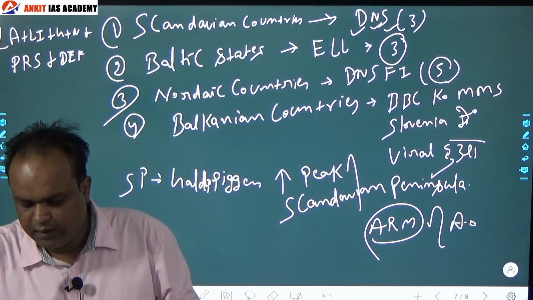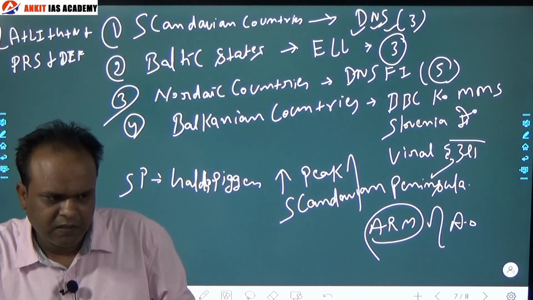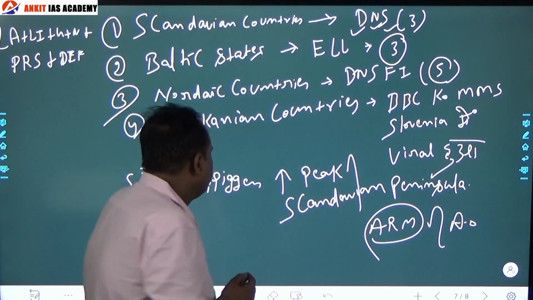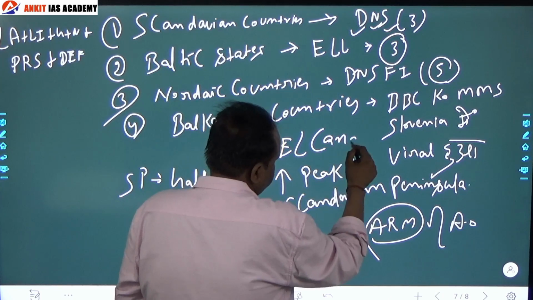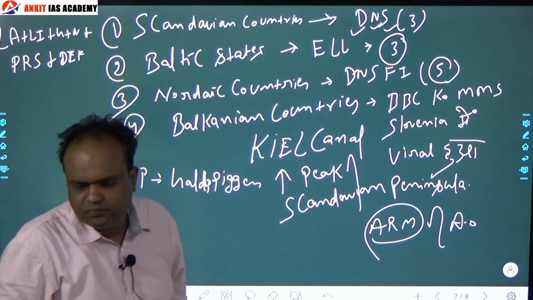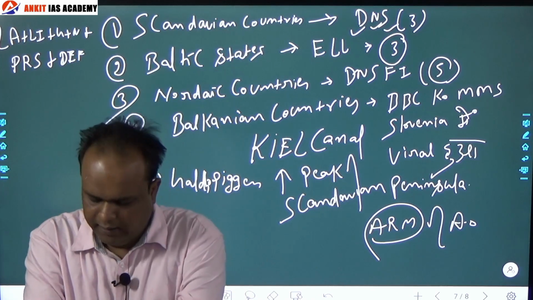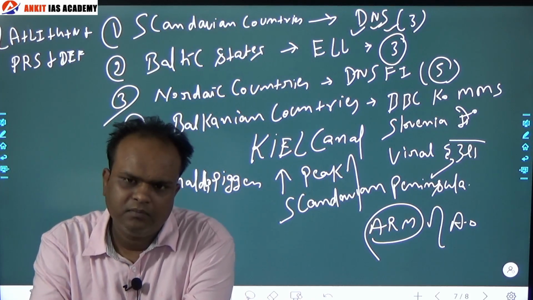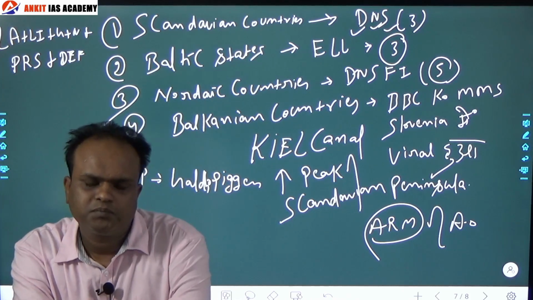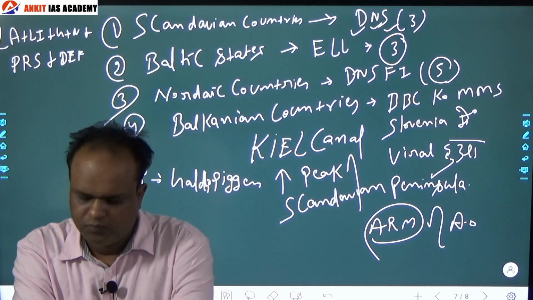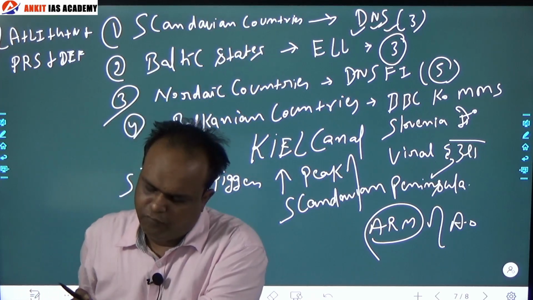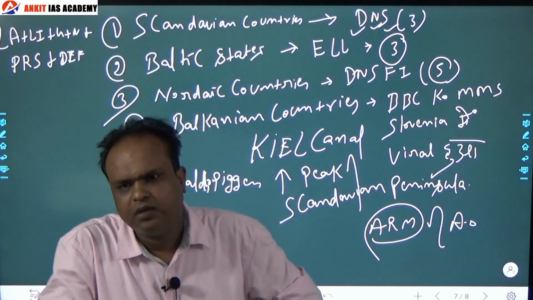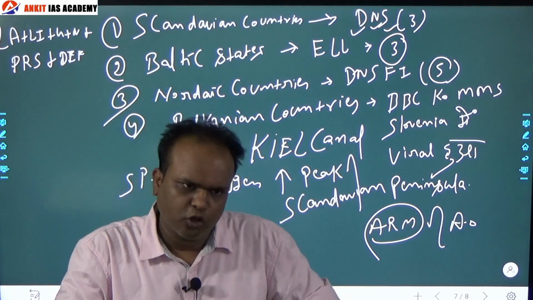Under the Baltic Sea, Kiel Canal. It is an artificial waterway which connects the Baltic Sea with the North Sea. Kiel Canal, which is an artificial waterway, connects the Baltic Sea with the North Sea.